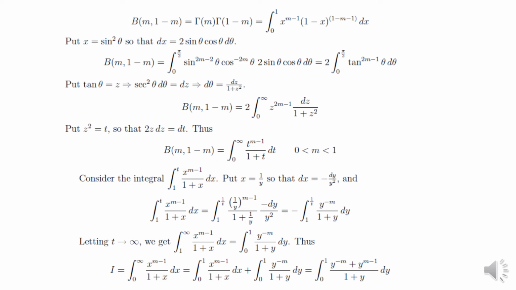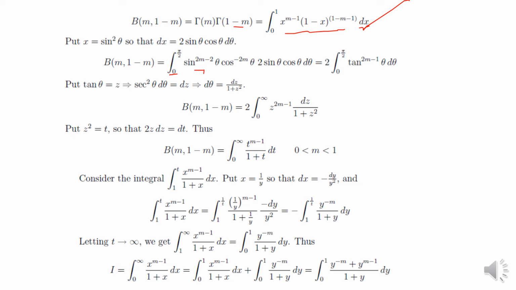So we know that beta m, n, with 1 minus m in place of n, will be gamma m gamma 1 minus m upon gamma 1. So it can be written as the integral from 0 to 1 of x to the power m minus 1, 1 minus x to the power 1 minus m minus 1 dx. This is the definition of the beta function. We put x is equal to sine square theta, so dx is 2 sine theta cos theta d theta. We get theta value 0 when x is 0, and theta is pi by 2 when x is 1.